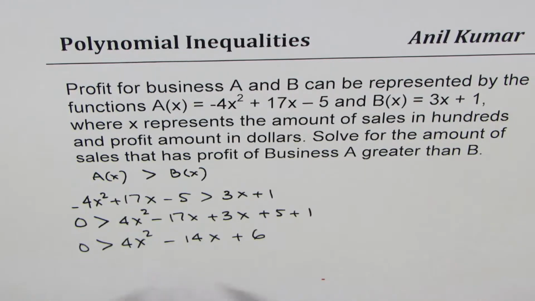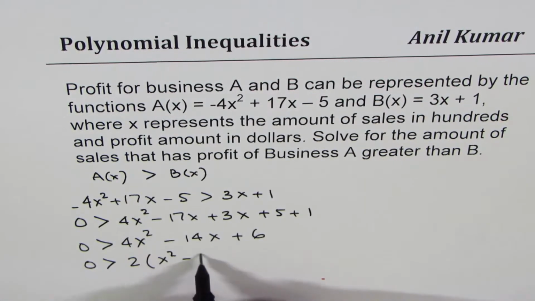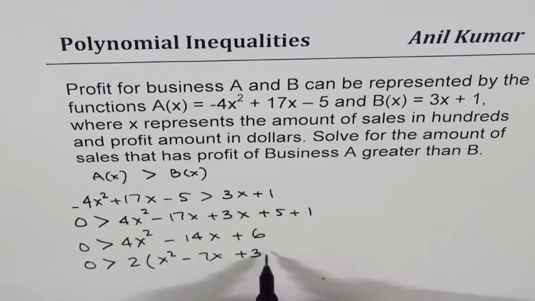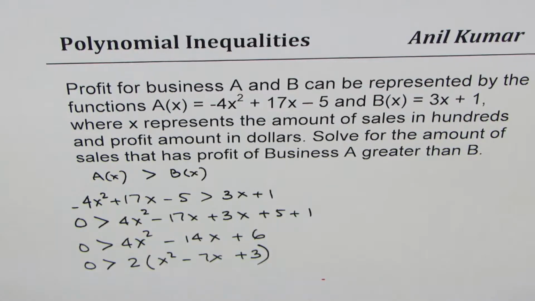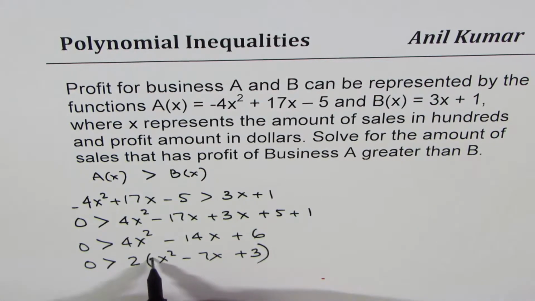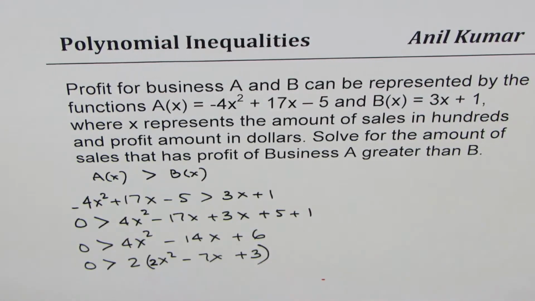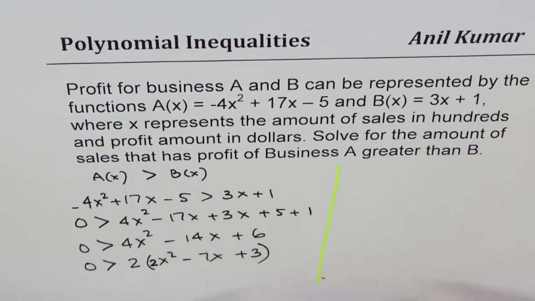You could factor 2, then you get 0 greater than 2 times (2x squared minus 7x plus 3). So that is what you get. And now you are looking for product of 6 and sum of 7. Sorry, I missed 2 here. So product of 6 and sum of 7, correct? So we'll now factor this and find the answer.